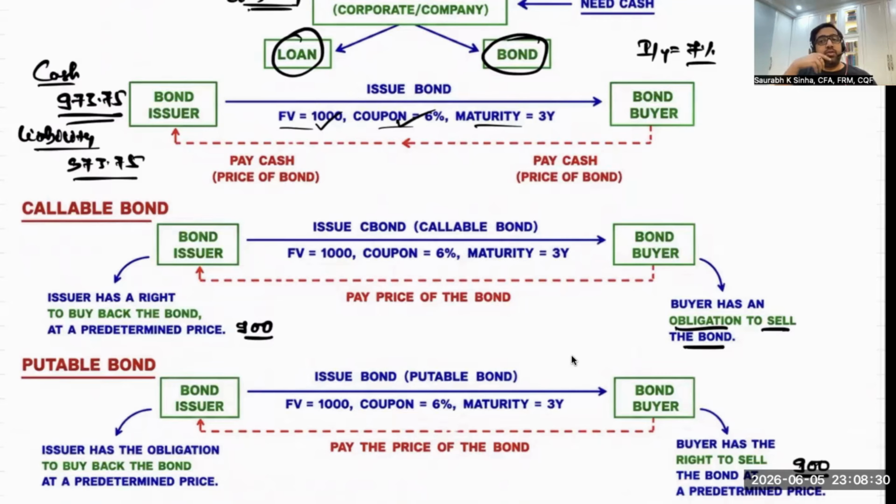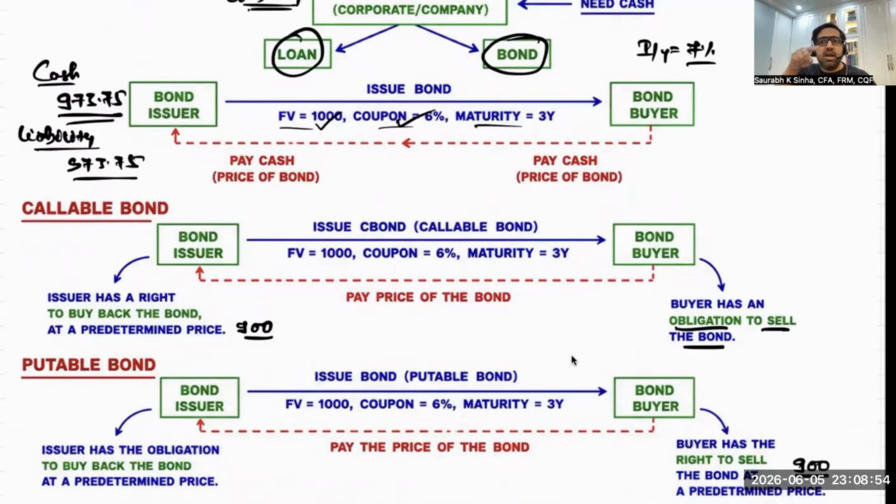So as a bond buyer, did you feel slightly good or bad? Good. So what should be the price of this puttable bond? Higher than the normal bond? Because you are getting an additional feature than a normal bond as a bond buyer. You can sell the bond back to the issuer whenever you feel like. Why is it a good feature?